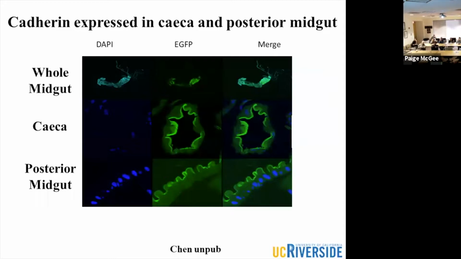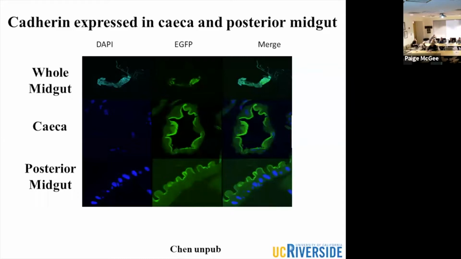In mosquito, the anterior gut is very different in pH. It is alkaline, whereas the posterior gut is neutral, and so is the CK. So the toxin binds to the cadherin expressed in the CK and in the posterior gut. And in the middle panel, you can see that it is expressed in the CK, in the epithelial cells.